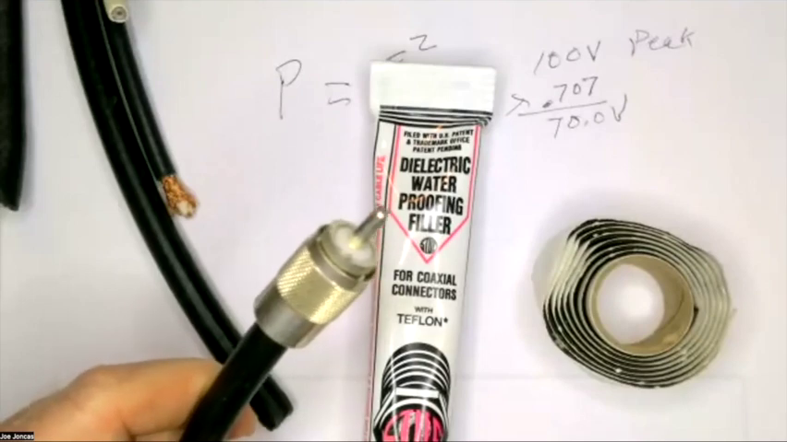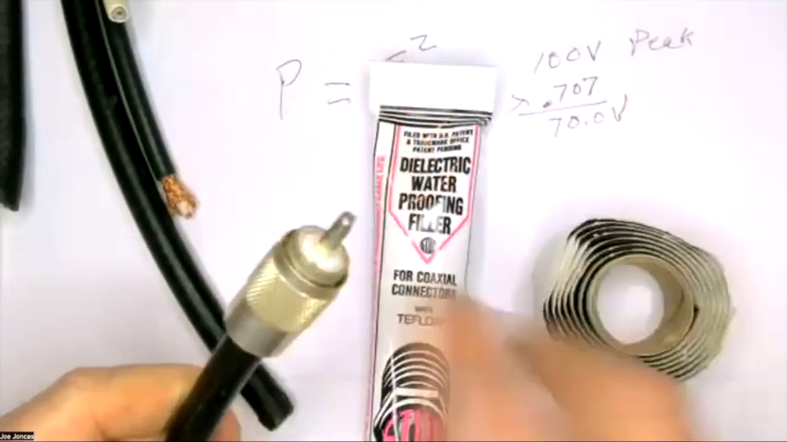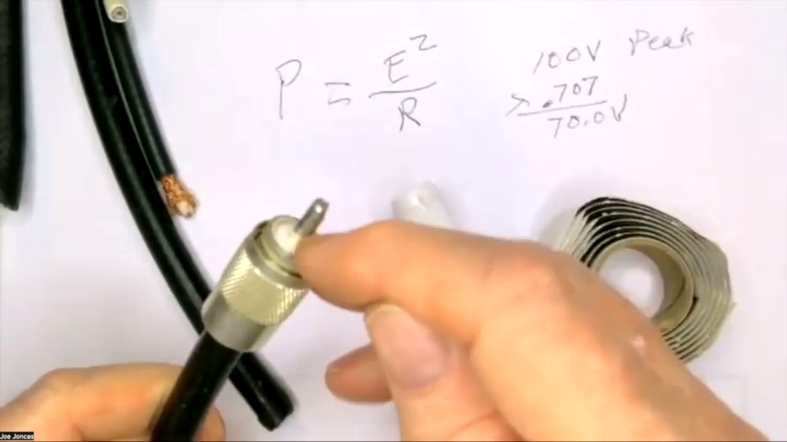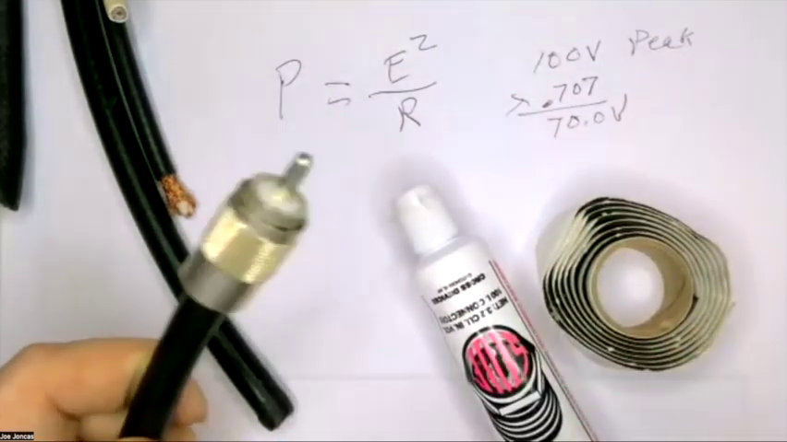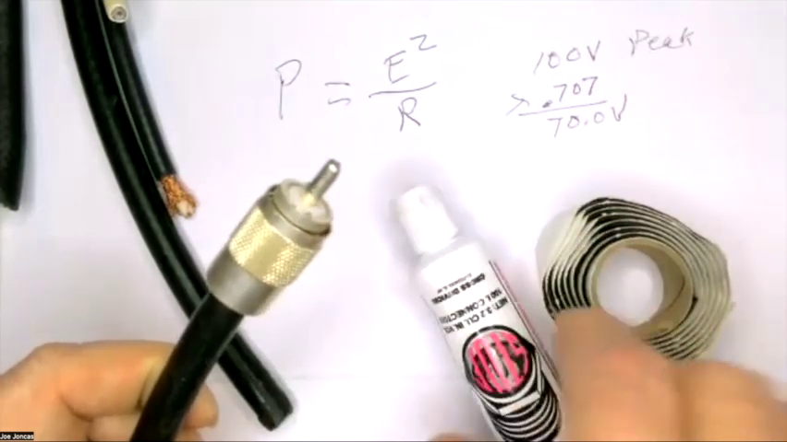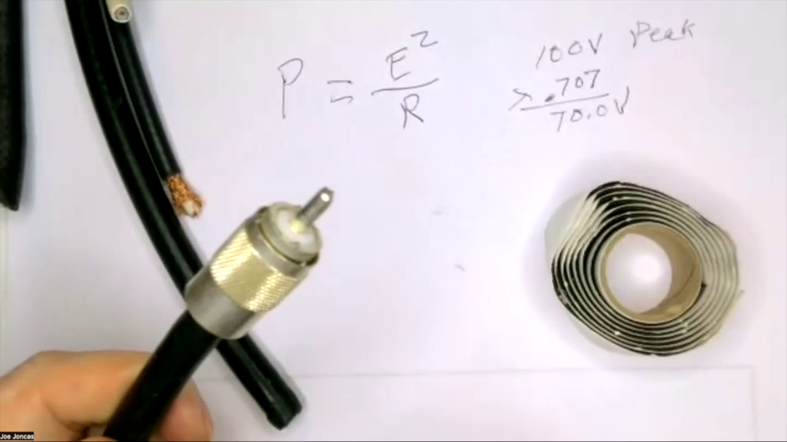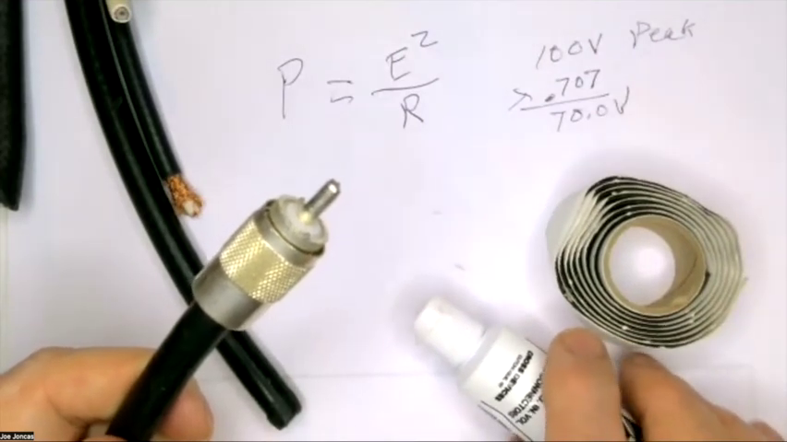Here's a PL 259. If you take this stuff and you just put a little bead around here, when you shove it into place, it spreads out and it keeps water from going into this point here. So it's like caulk. Yeah, it's like a caulking, but it does not seal. It stays soft.